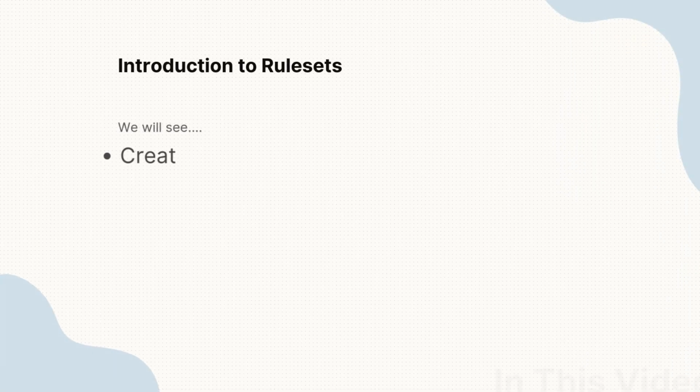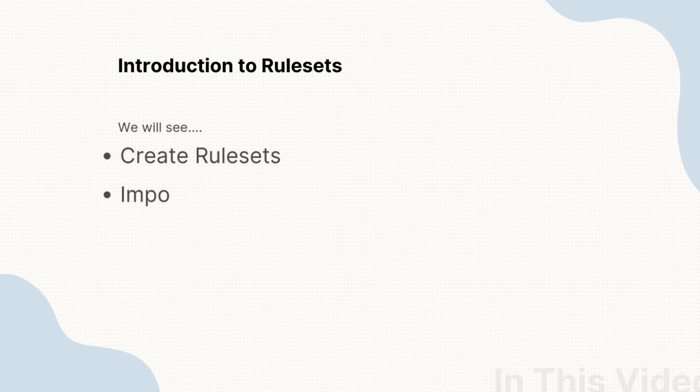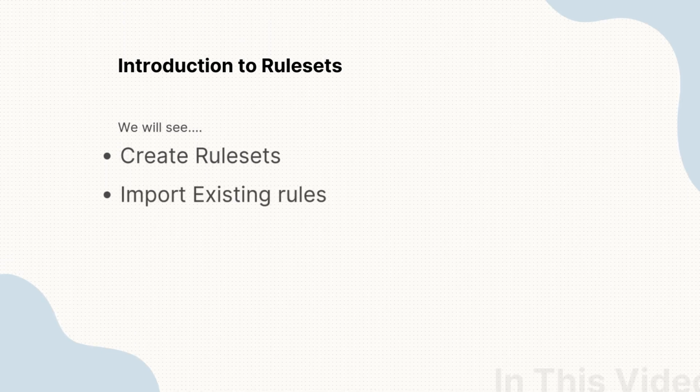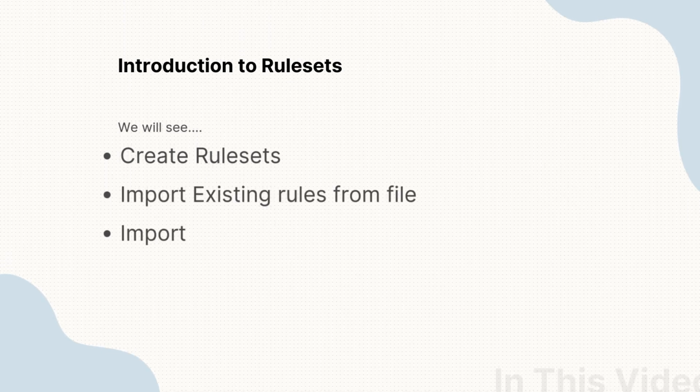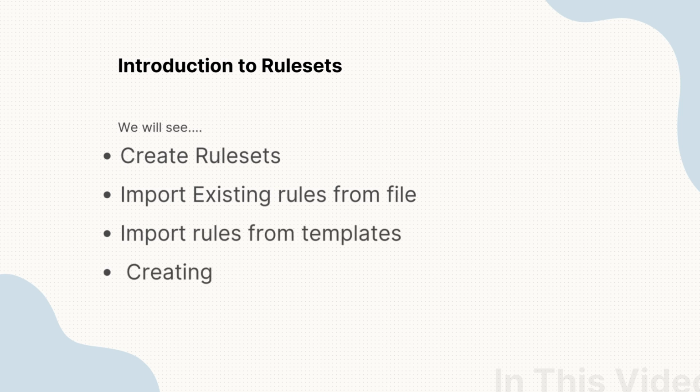We will see how you can create style guides or rule sets in APIwiz. If you have existing rules, we'll see how you can import it. And if you are starting from scratch, we'll show how you can leverage existing templates to create rules faster. Lastly, we will create our first rule inside a rule set from scratch and enforce it.